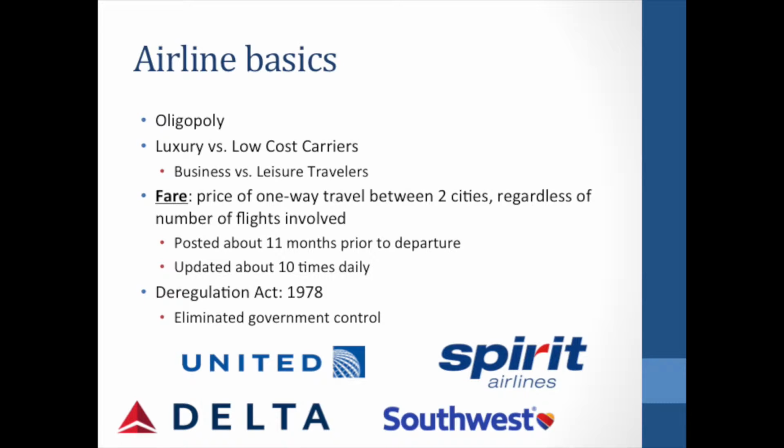Seats go on sale about 11 months or 330 days prior to departure and are subject to changes of demand over time. They are also updated about 10 times daily. The industry has changed drastically since it began. One important change that I would like to note is the Deregulation Act of 1978. This act took away government control over the industry and allowed the airlines to set their own prices and routes and allowed new airlines to form.